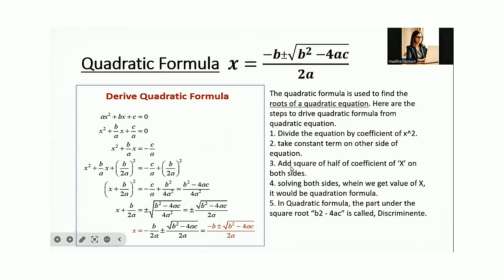The third step is to add the square of half of the coefficient of x on both sides. Now, where is the coefficient of x? The coefficient of x is b over a, and we take half of this coefficient, which would be b over 2a, whole squared, and we add this b over 2a whole squared on both sides of the equation.